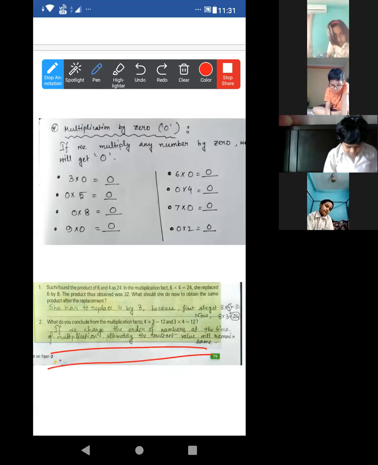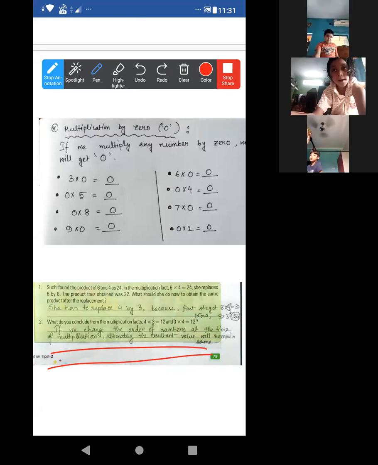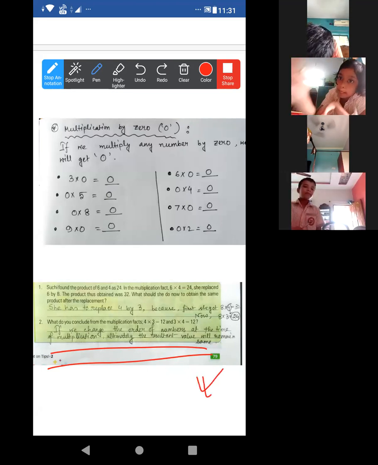Have you understood this one? Sheikh Tamanna, Ishan. Okay. Now I am giving you only 2 minutes to complete this page. After that, I will start to check each and everyone's copy.